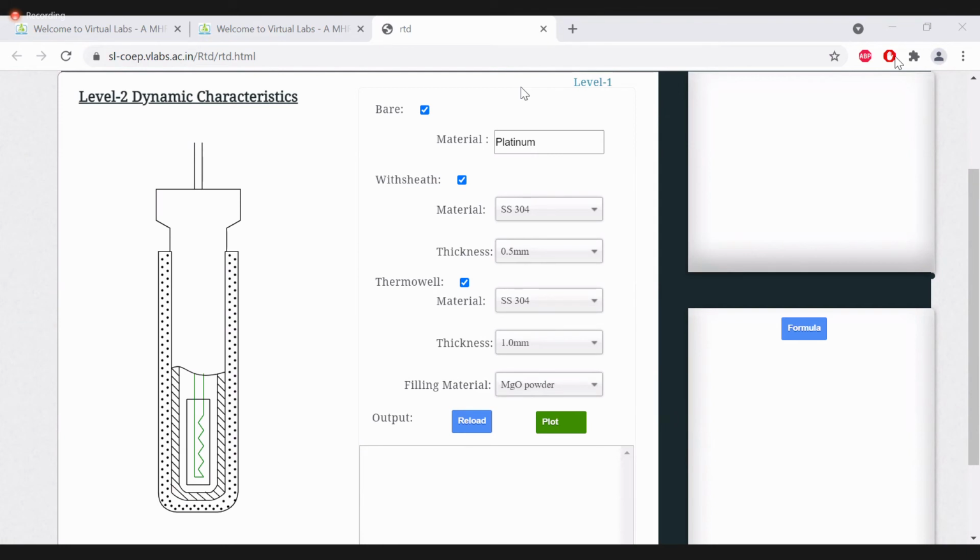CSE 146. CSE 146. Yes, sir. Share your screen.